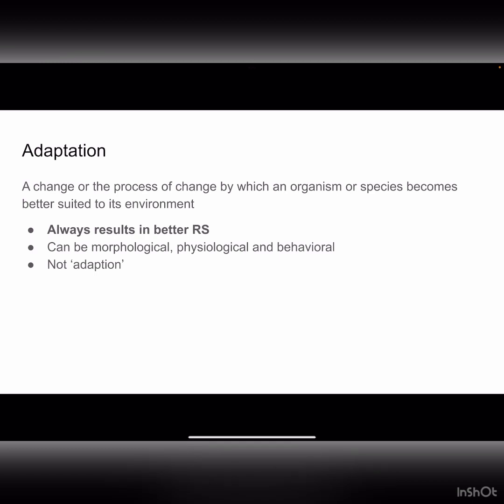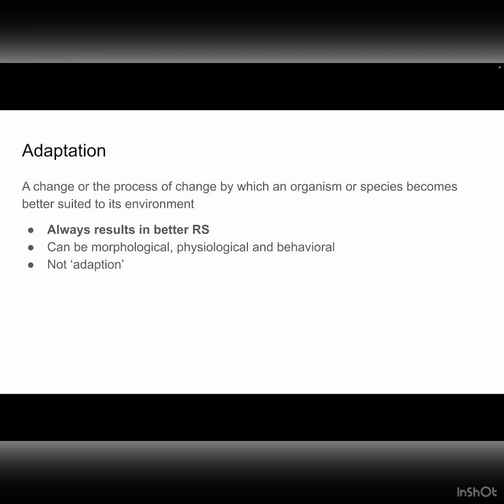Now we move on to adaptations. This is a key concept for everything we talked about so far. An adaptation is defined as a change or the process of change by which an organism or species becomes better suited to its environment. In other words, it's a desirable trait or characteristic. These can be morphological, physiological, behavioral, etc. Note that an adaptation, a beneficial trait or characteristic as we define it, always results in reproductive success. You could think of that as the ultimate goal or qualification of an adaptation, reproductive success.